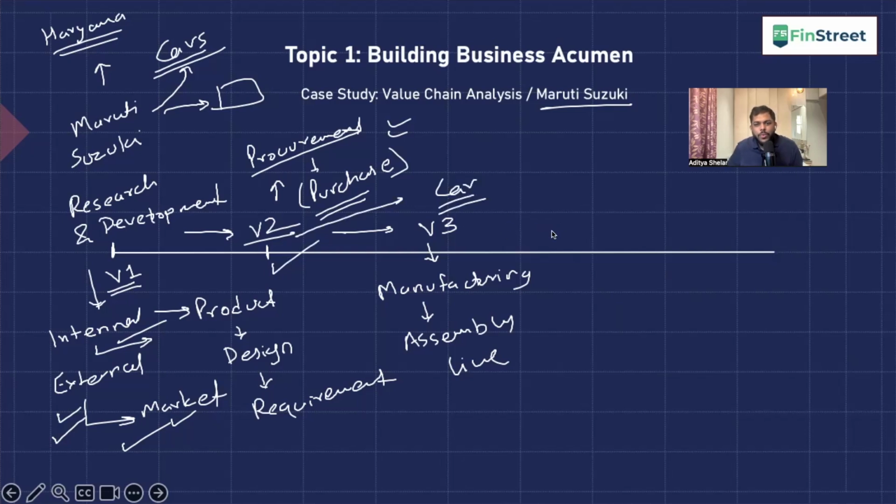Okay. Now, once this is completed, we have something called inventory setup. Inventory setup will form the next part of our value chain. This is V4. And in inventory setup, we just have to focus on storage of cars. Again, this storage is not simple storage. It is a very strategic storage.